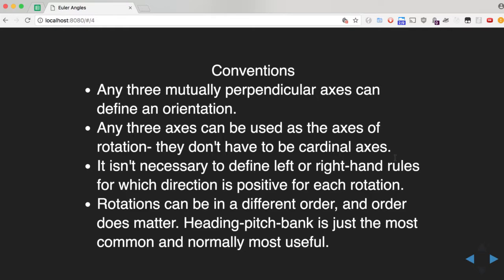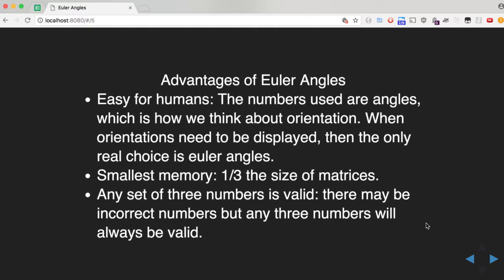It isn't necessary to use a left or right hand rule, but you should know what you're doing. And the rotation can be in any order, but the order does matter. The heading, pitch, bank convention is just the most common and normally the most useful, so we'll end up sticking with that. Some advantages to Euler angles: they're easy for humans to understand.